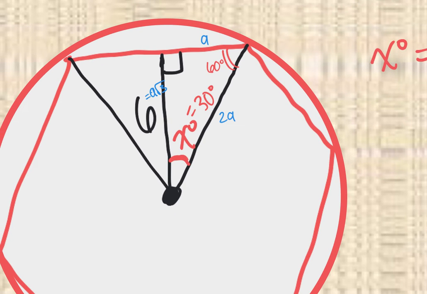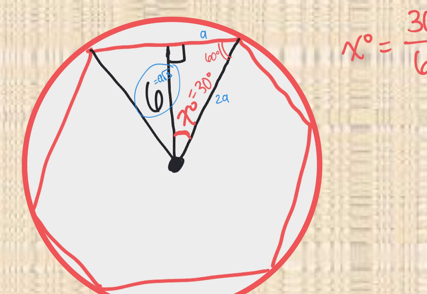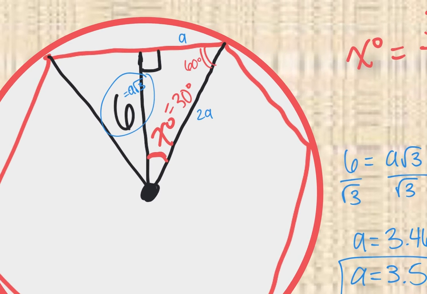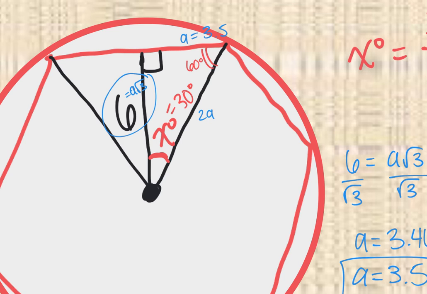In order to find A, we have to solve this one, okay? So we're going to set 6 equal to A times the square root of 3. Divide both sides by the square root of 3. And you're going to get A equals 6 divided by the square root of 3, which is 3.4641... We'll round that. We'll say A is equal to 3.5. Okay, so this side length over here is 3.5.